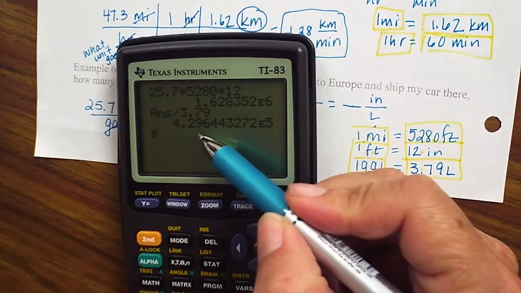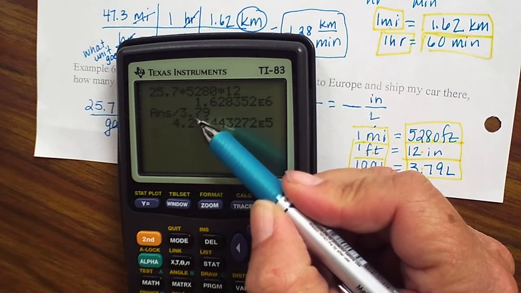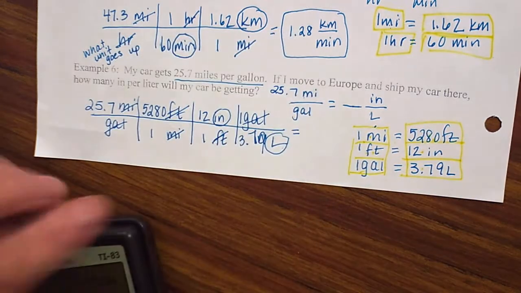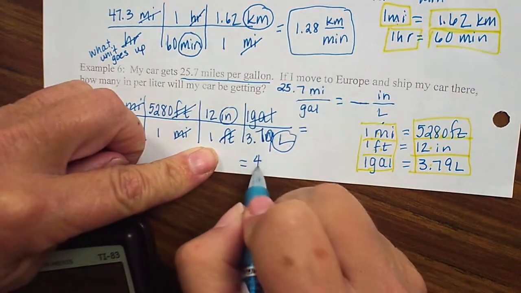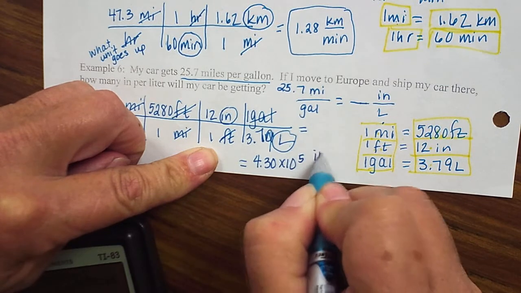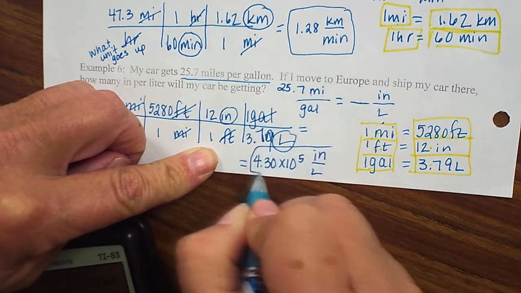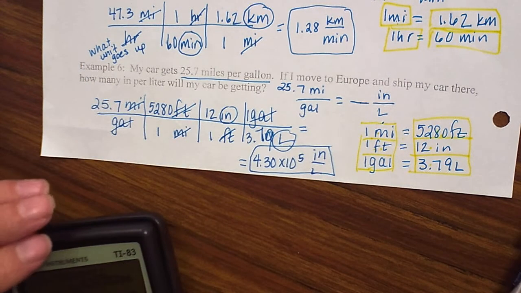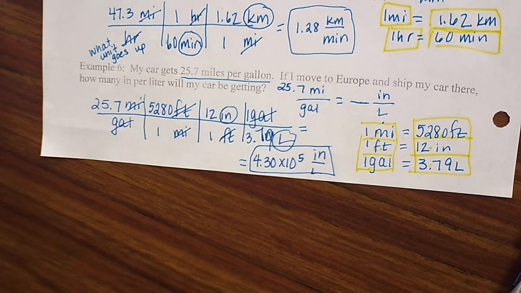So I have 4.296. I'm going to round that 6 over. So 29 becomes 30. So 4.30 times 10 to the 5th. So my answer is 4.30 times 10 to the 5th inches per liter. Okay, so that's how you do dimensional analysis. That's how you do singles and doubles. Now, there's practices on the worksheet, and then we'll be doing more of these in class.